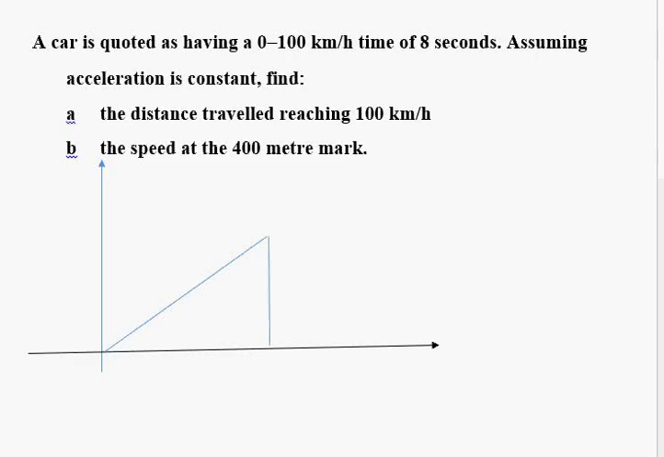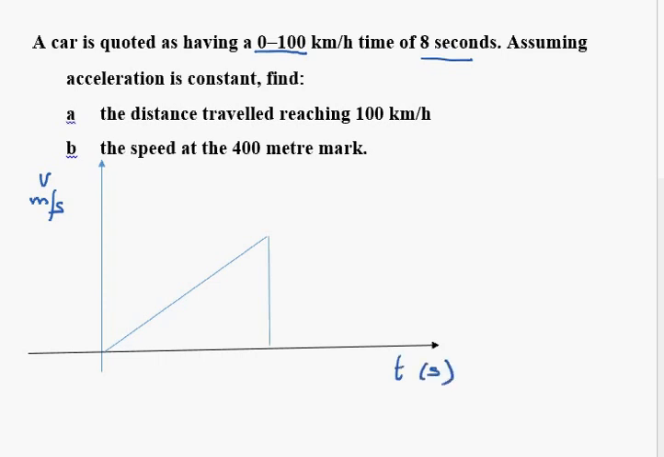This is a question on kinematics in Specialist Maths, Victoria. The question says a car is quoted as having a 0 to 100 kilometers per hour time of 8 seconds. What this means is this car starts at 0 meters per second and attains some meters per second. One thing we have to do to start with is change this into meters per second, because this is velocity in meters per second and this is time in seconds.